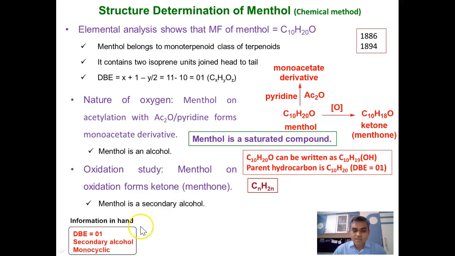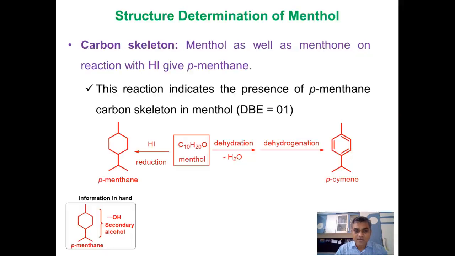So in this way, we have got these three informations as far as this discussion about the menthol is concerned. Degree of unsaturation is equal to 1, and it corresponds to the monocyclic nature, and here is a secondary alcohol nature of the menthol. Now it's a monocyclic compound, and what should be the nature of that cyclic compound, that we have to provide some chemical evidences.